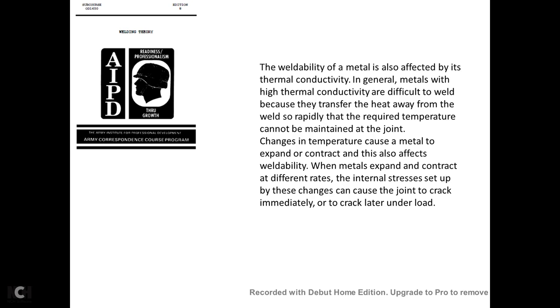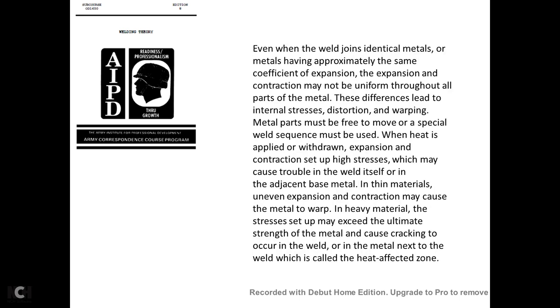When metals expand and contract at different rates, the internal stress set up by these changes can cause a joint to crack immediately or to crack later under load. Even when welding joints of identical metals that have approximately the same coefficient of expansion, the expansion and contraction may not be uniform throughout all parts of the metal. These differences lead to internal stress, distortion, and warping.